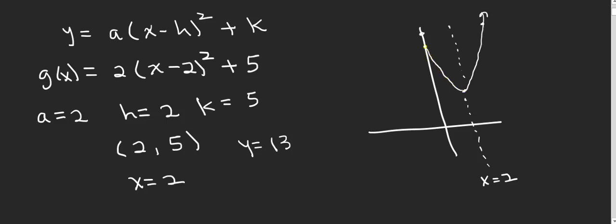Something like that. That's how you sketch. It's good to put a vertex on your parabola, which is 2, 5.